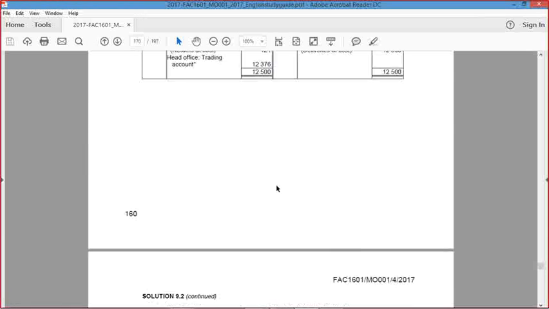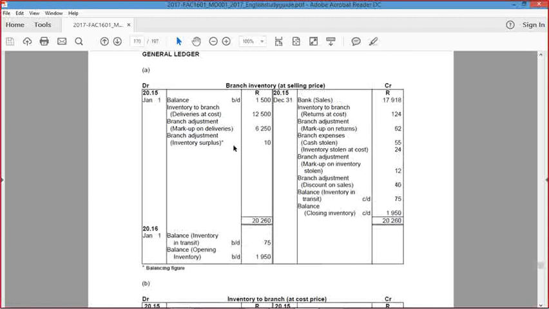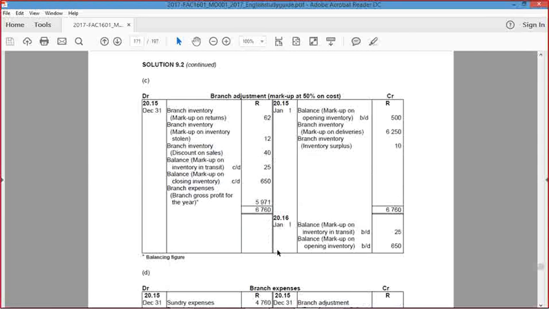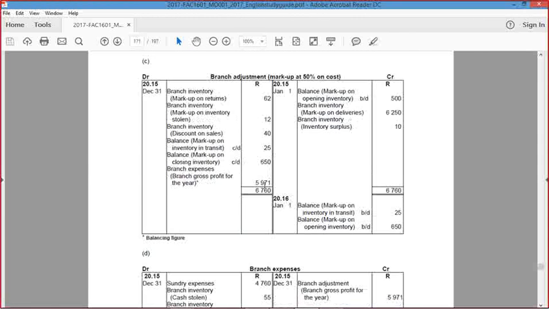So for example, let me show you this. This balance of 1,500 was including or excluding? Including. It's selling price, so selling price must be recorded as the full amount. Then they've shown the 1,950, which was the full amount, because that's at selling. So if it's at selling, that needs to be the full amount for both. Here in the branch inventory, then, they've separated it.